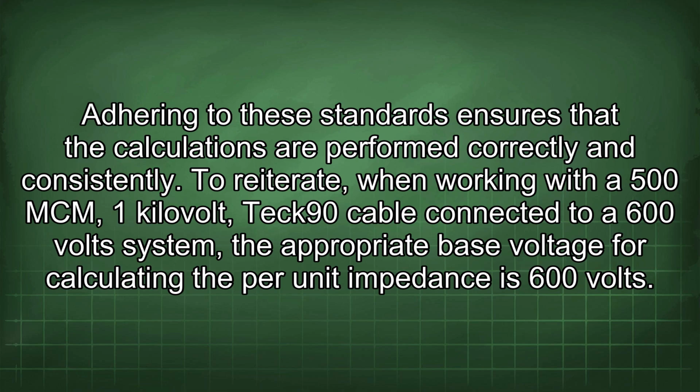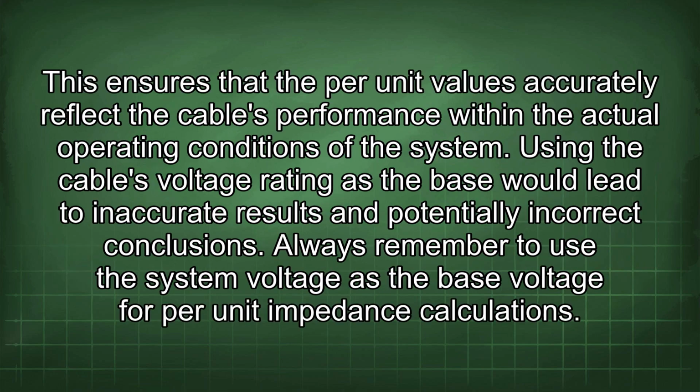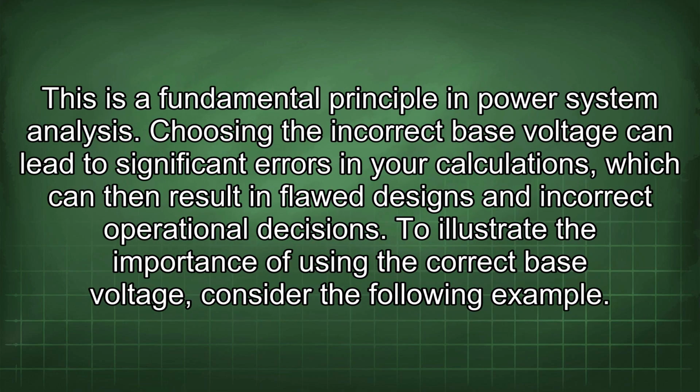To reiterate, when working with a 500 mcm 1 kV Tech90 cable connected to a 600 volt system, the appropriate base voltage for calculating the per unit impedance is 600 volts. This ensures that the per unit values accurately reflect the cable's performance within the actual operating conditions of the system. Using the cable's voltage rating as the base would lead to inaccurate results and potentially incorrect conclusions. Always remember to use the system voltage as the base voltage for per unit impedance calculations. This is a fundamental principle in power system analysis.